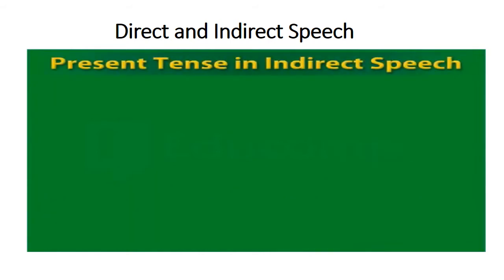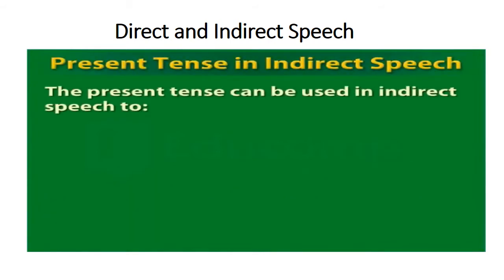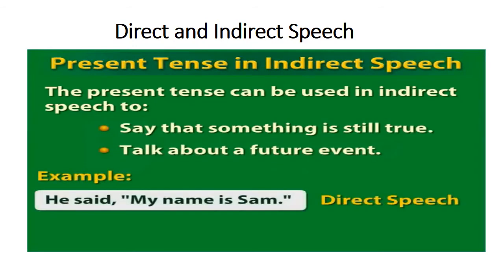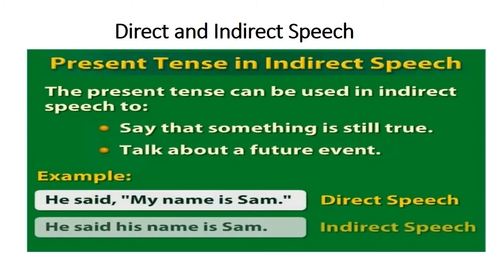Present tense in indirect speech. The present tense can be used in indirect speech to say that something is still true, or to talk about a future event. Example, he said, "My name is Sam." He said his name is Sam.